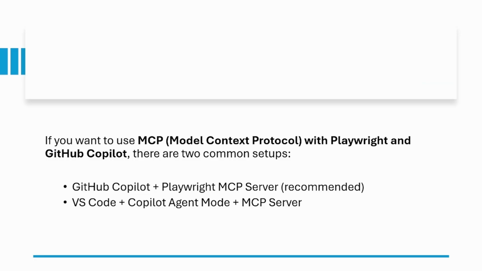So, if you want to use MCP with Playwright and GitHub Copilot, there are two common steps you should follow. The first one is GitHub Copilot plus Playwright MCP Server. This is the most recommended setup. You need to give first priority. Then, if you are using any IDE, which is IntelliJ or VS Code, here I am using VS Code. In that case, in VS Code, GitHub Copilot should be in agent mode with the MCP server.